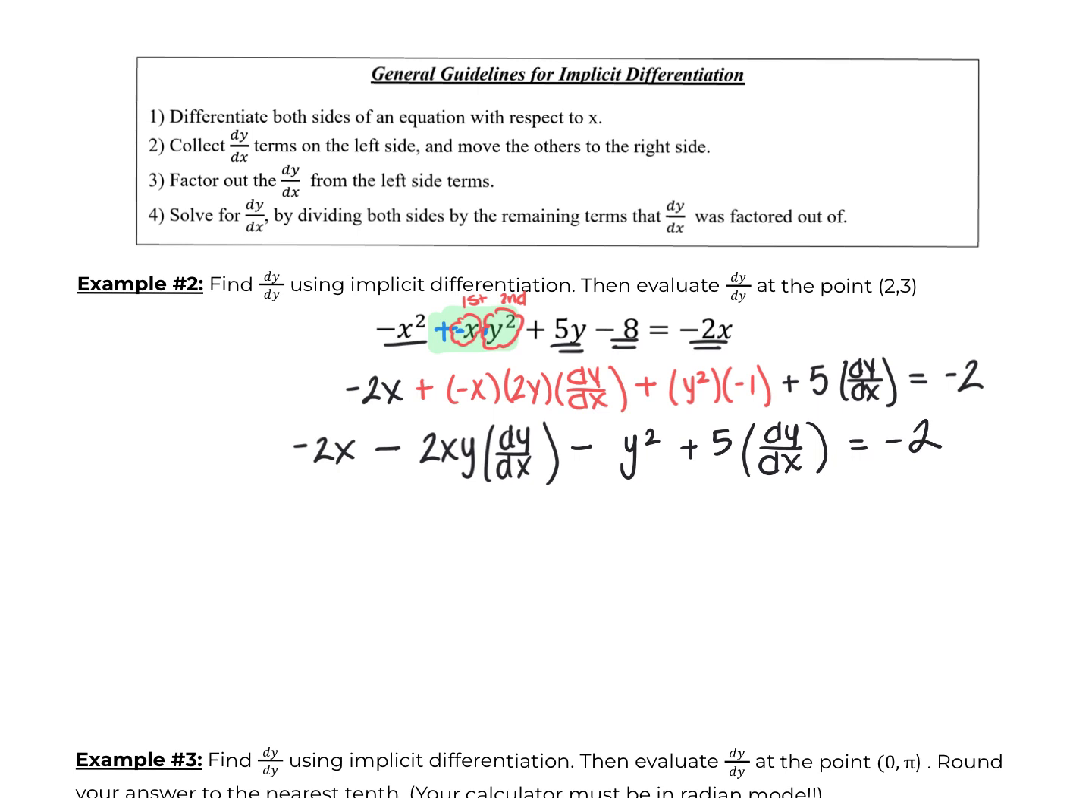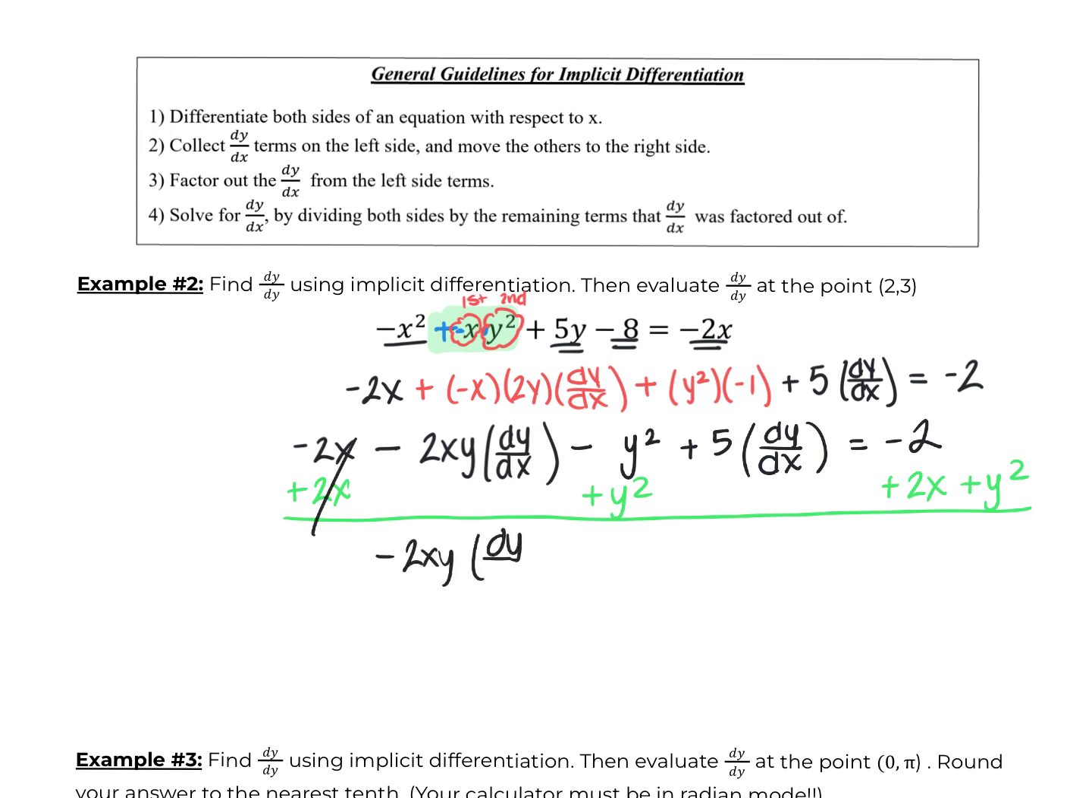So you're going to move all of the terms that are not dy/dx to the other side. So we're going to add 2x, and we're going to add y squared. So negative 2xy dy/dx plus 5 dy/dx equals negative 2 plus 2x plus y squared.